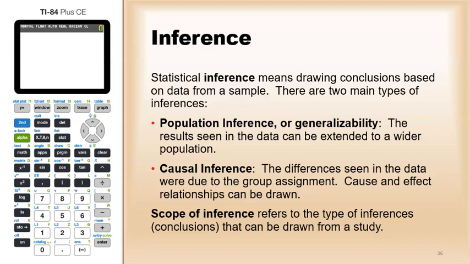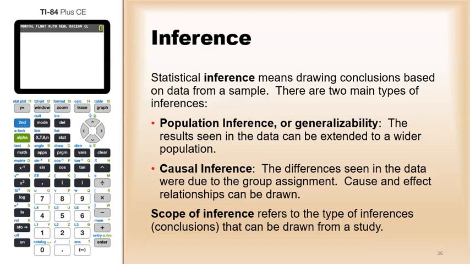So if you do a sample and find that 40% of the people in the treatment group were cured from this drug, then we can make a guess that in the overall population it'd be 40%. The other type of inference is causal inference, or cause and effect. So the differences seen in the data were due to the group assignment. Cause and effect relationships can be drawn.